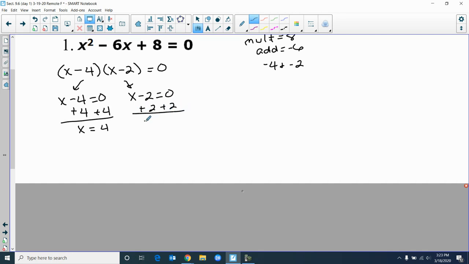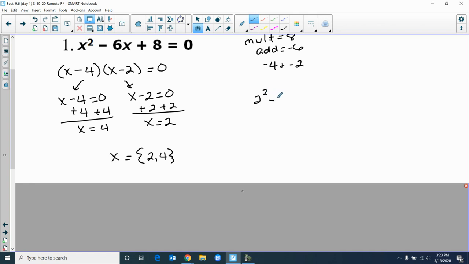Add 2 to both sides. You get x equals 2. So in the end, my answer is 2, 4, which means both answers will work. If you plug in 2 for x, now 2 has to go in for both x's.